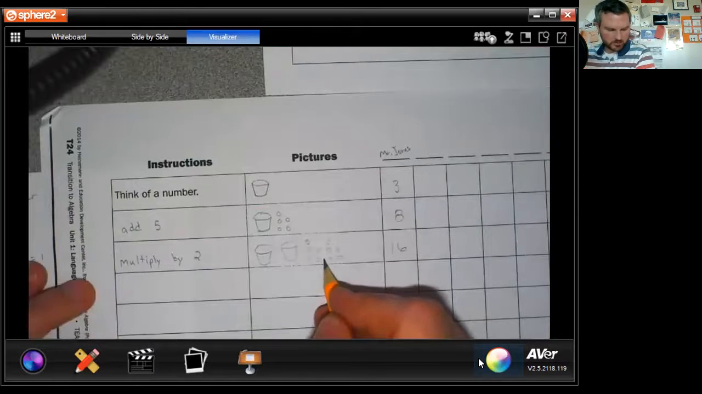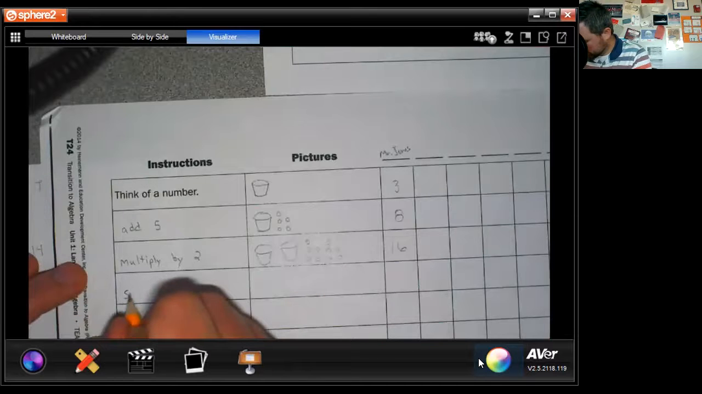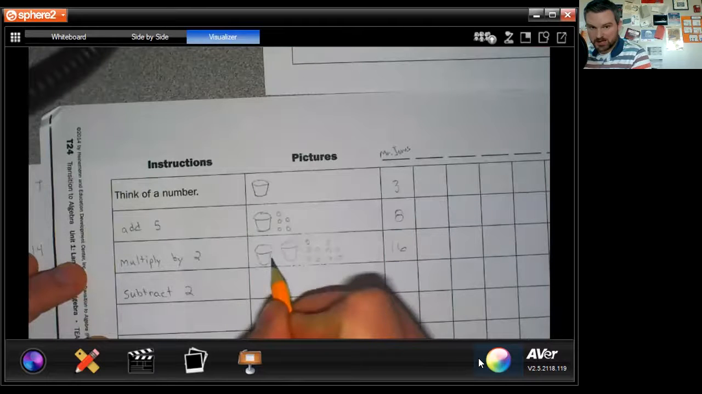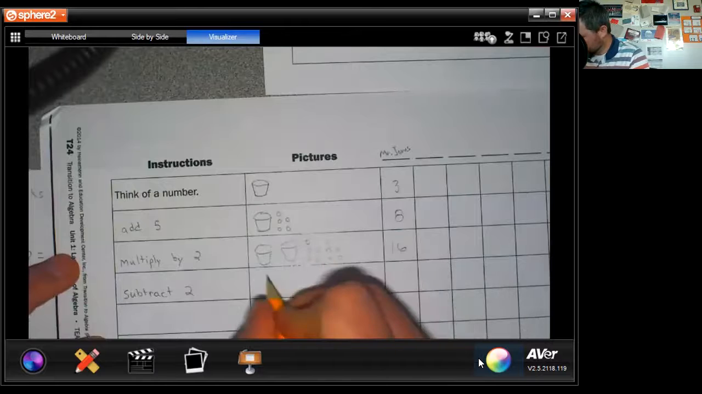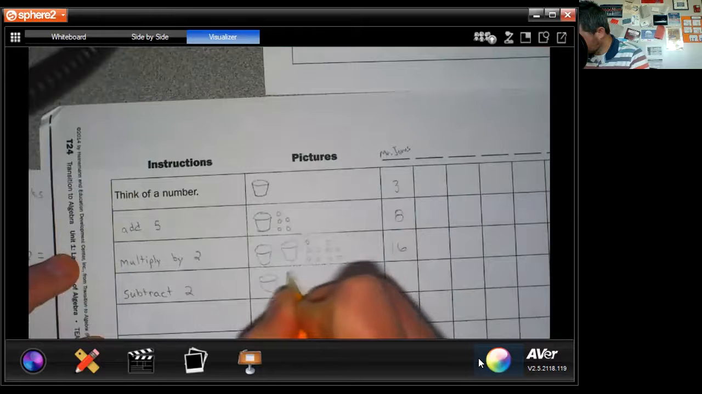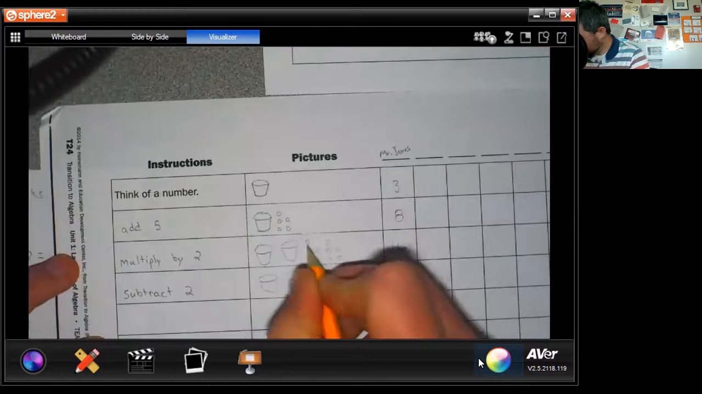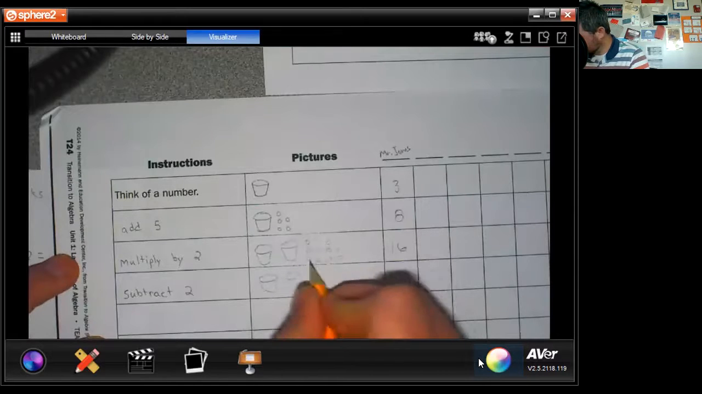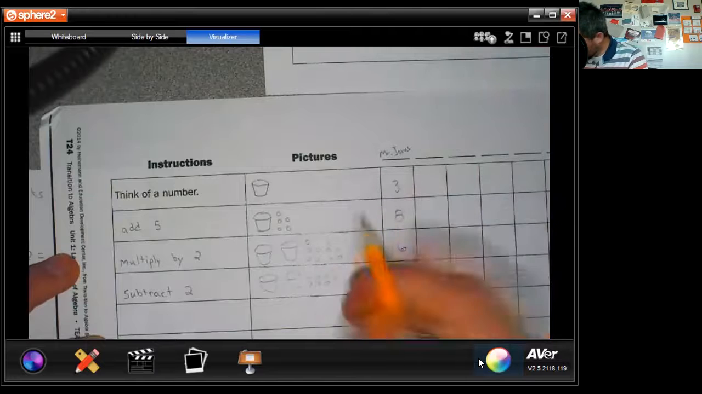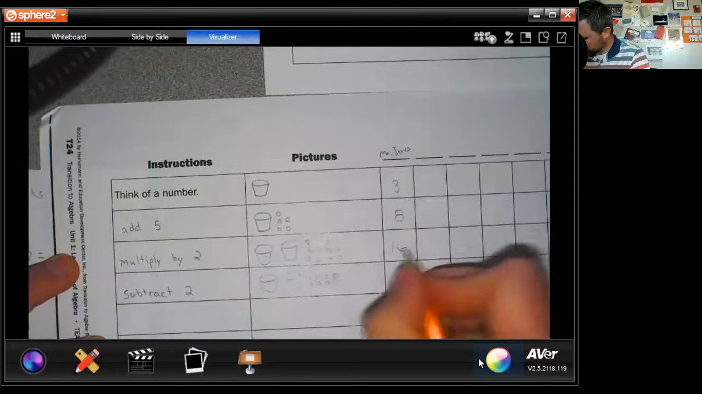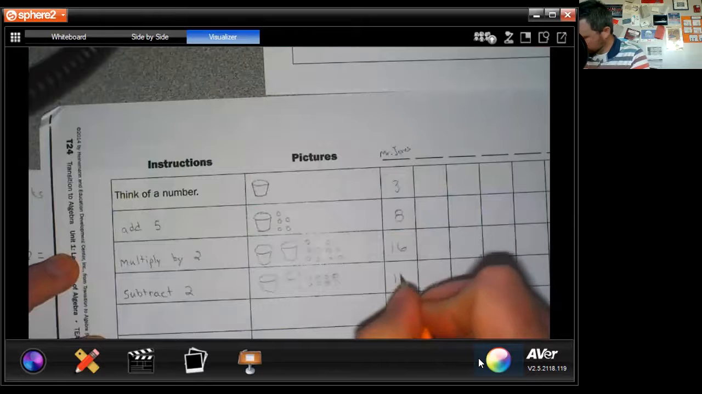The next thing I had you do was subtract 2. Now, we're not subtracting 2 buckets. We're actually just going to take away 2 of the marbles. Now, it doesn't matter what 2 you get rid of, but I'm just going to get rid of these top 2 right here. So I have 1, 2, 3, 4, 5, 6, 7, 8 left. So I've got 8 marbles left, and 16 minus the 2 was 14.